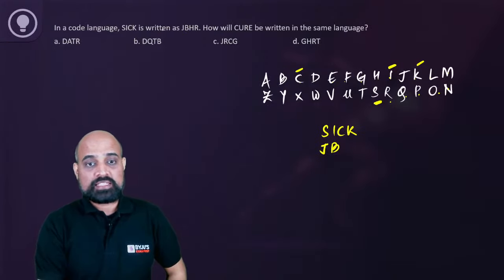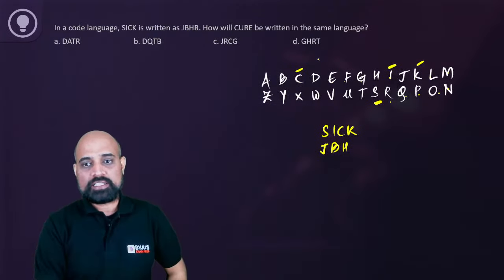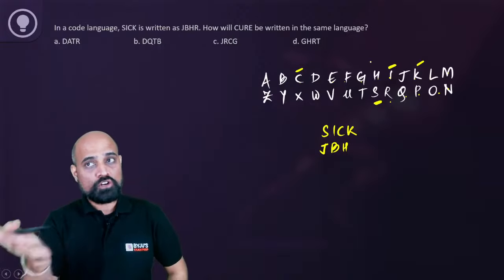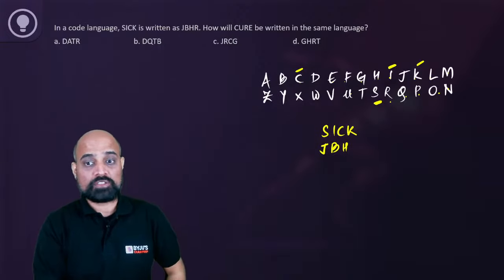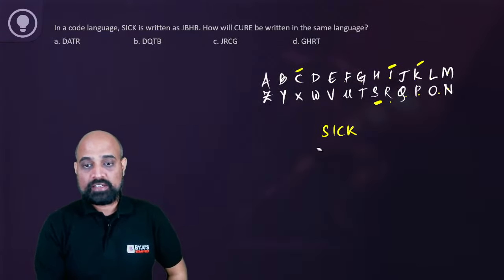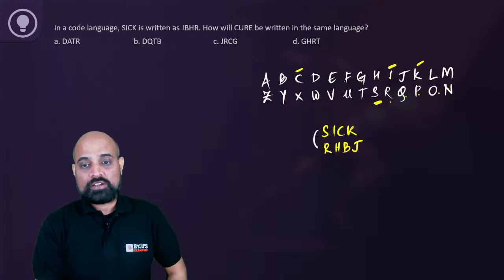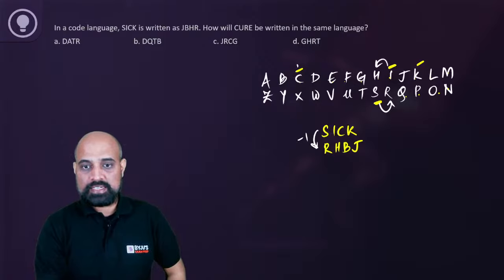That means C to H should be 7 letters behind, but C to H is actually in the front. It's not backwards. And if you go backwards, it will be a lot. So JBHR is not the same sequence, right? उल्टा लिख लो. If I write it in the reverse order, as in R, H, B and J, this becomes very, very clear. You are reducing by 1 in every case. S से एक पीछे, I से एक पीछे, C से एक पीछे and K से एक पीछे.